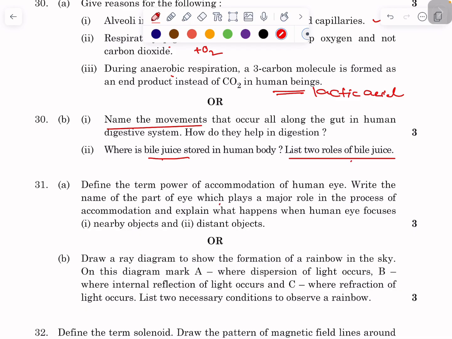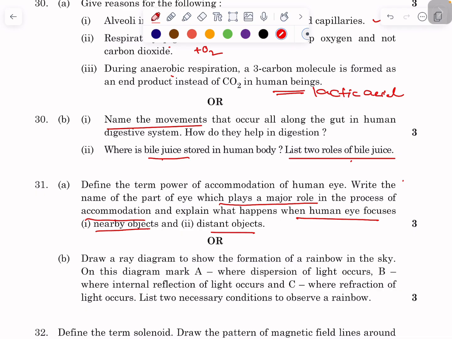Next question number 31a. Define the term power of accommodation of the human eye. Write the name of the part of the eye which plays a major role in the process of accommodation, and explain what happens when the human eye focuses on nearby objects and distant objects. Your answer is the ability of the eye lens to adjust its focal length is called accommodation of the human eye.